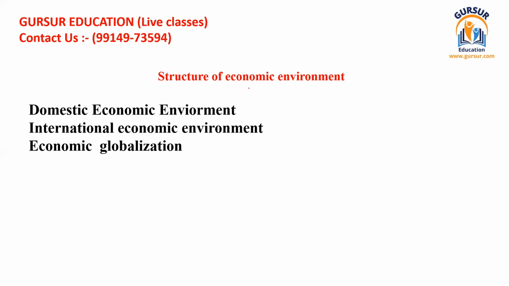The structure of the economic environment can be categorized into three parts. The first one is the domestic economic environment, the second is the international economic environment, and the last one is economic globalization. The domestic economic environment talks about the economic environment within the country. It talks about how economic policies are implemented in the country and what kind of economic structure prevails in the country. So it answers these two broad questions.